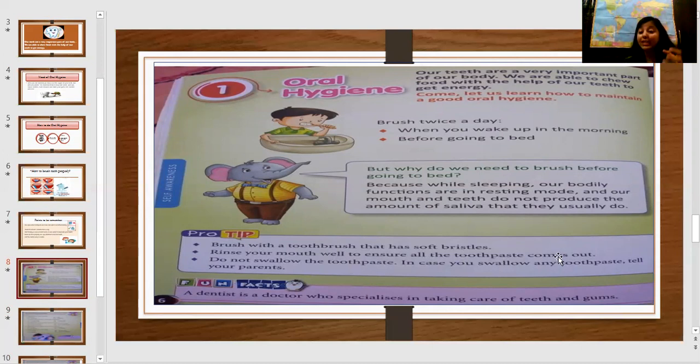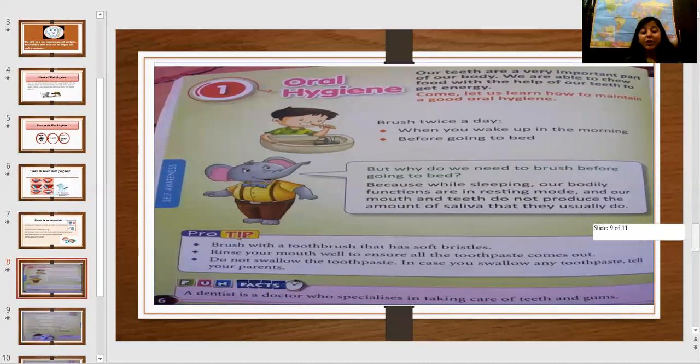Yes, to avoid any kind of gum problems, it's important to rinse your mouth well to ensure all the toothpaste comes out after brushing. Do not swallow the toothpaste. In case you swallow any toothpaste, you must tell your parents.